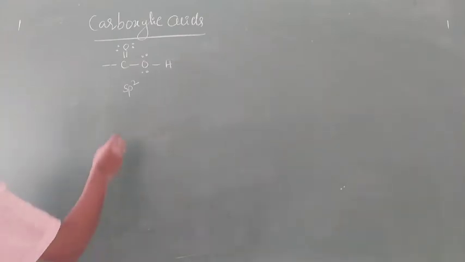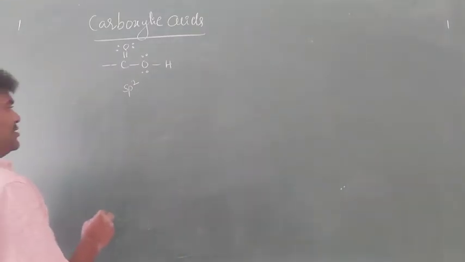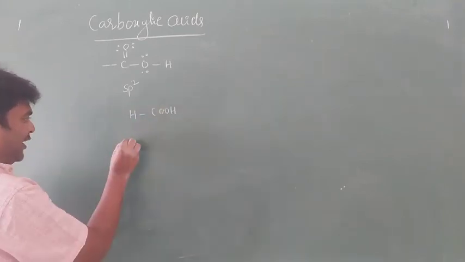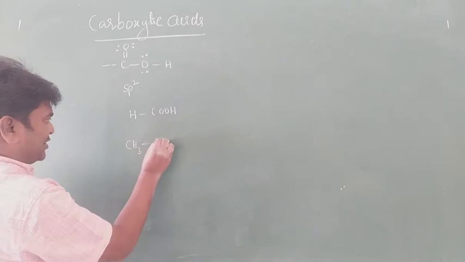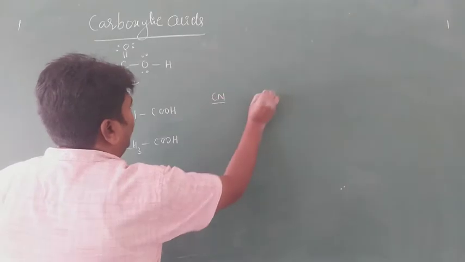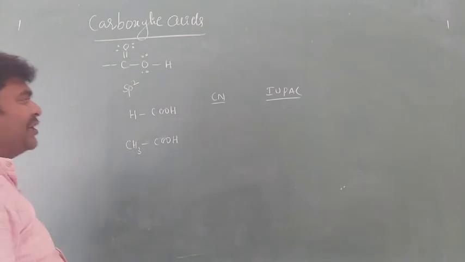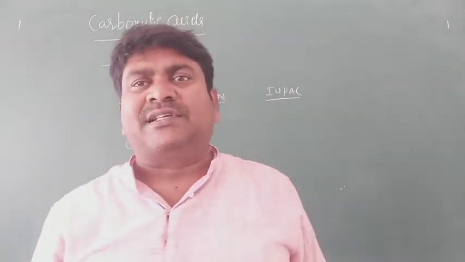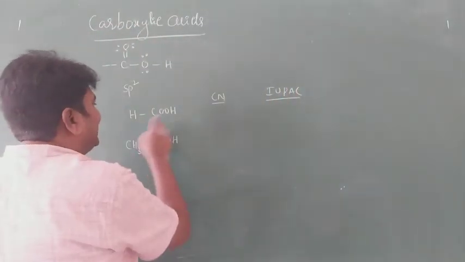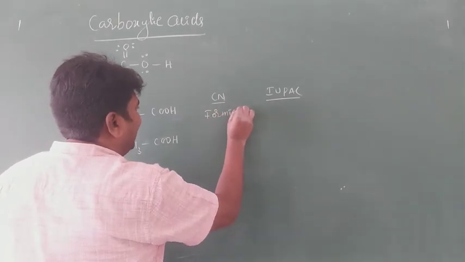Next, what is the nomenclature of carboxylic acid? It is very important my dear students. HCOOH. Next one, CH3COOH. Okay, I think these are the common names. What is the common name and what is the IUPAC name? It is very important. Generally, common names are based on their sources or their characteristic properties. So this common name is formic acid.